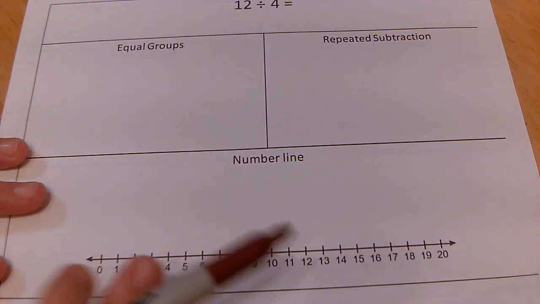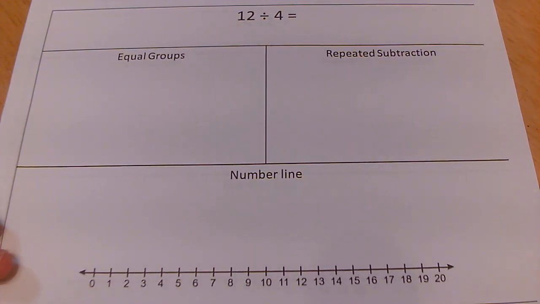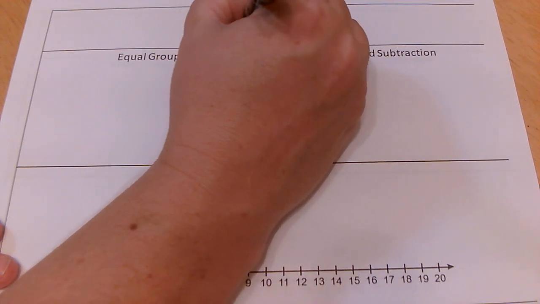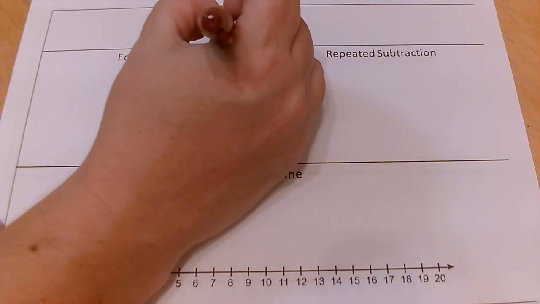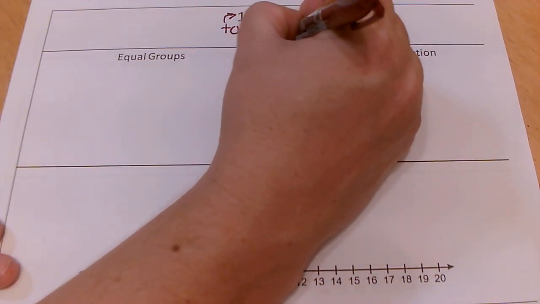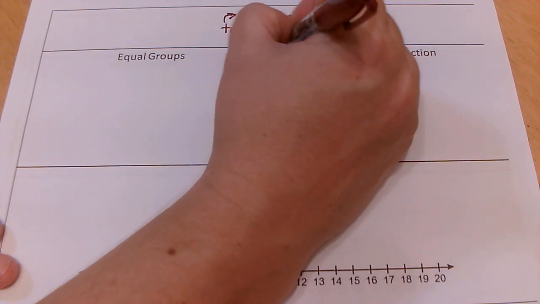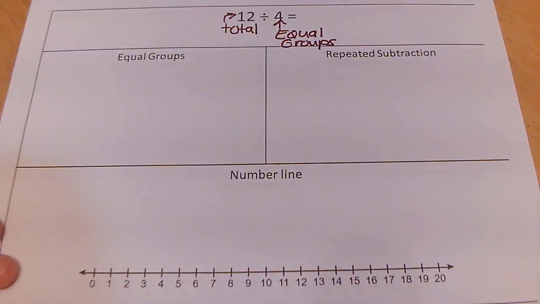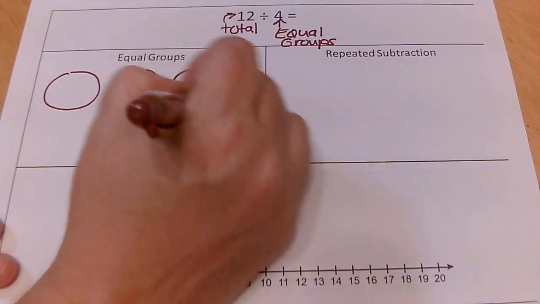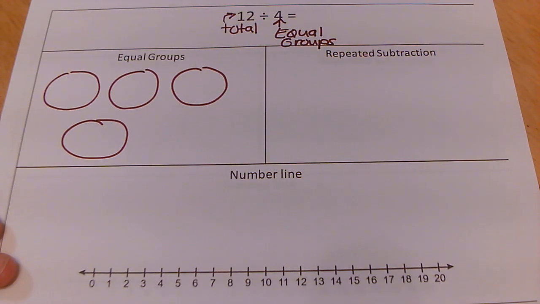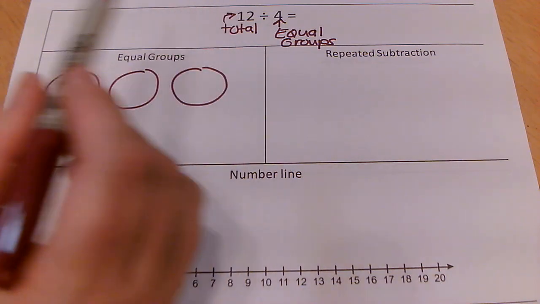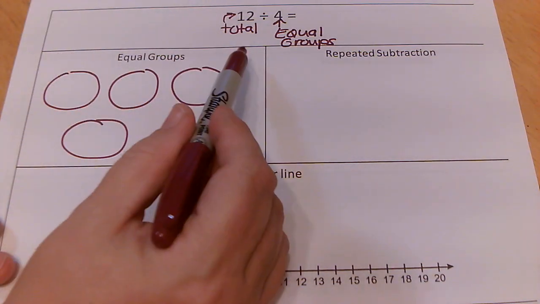So I have 12 divided by 4. So let's try with equal groups. So 12 is going to be my total amount. In division, we always start with our total amount. My 4 is going to be my equal groups. Okay, so I'm going to make 4 equal groups. 1, 2, 3, 4. And I'm going to put 1 in each group until I get to 12. So I'm going to put 1 in each group until I get to my total number.